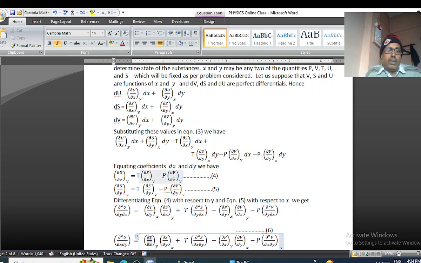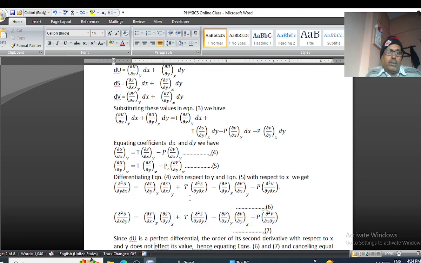Similarly, we differentiate this one. First we differentiate p with respect to y, we get del p by del y, and then we differentiate del v by del x with respect to y, and we get this term. Similarly, we differentiate equation 5 with respect to x, because it is already differentiated with respect to y. So we differentiate again with respect to x.